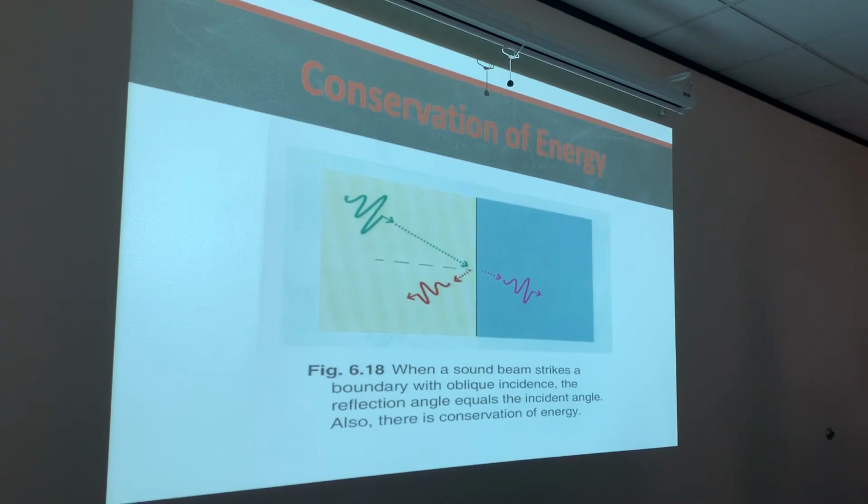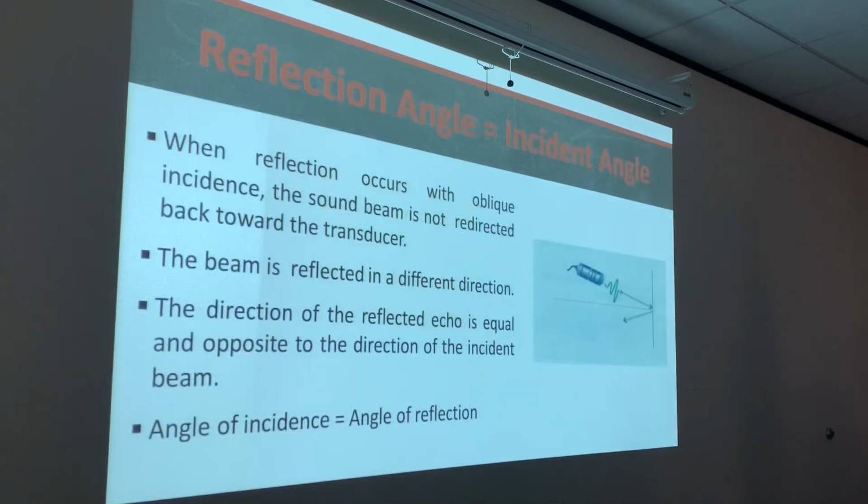Okay. Whatever percentage is transmitted and whatever percentage is reflected are going to equal 100%. Okay? Because all of this energy has to be accounted for. That's all that means. I just want you to know what conservation of energy means. Energy is neither destroyed nor lost. All right. And also, the reflection angle equals the incident angle.